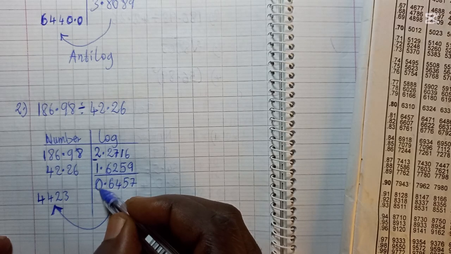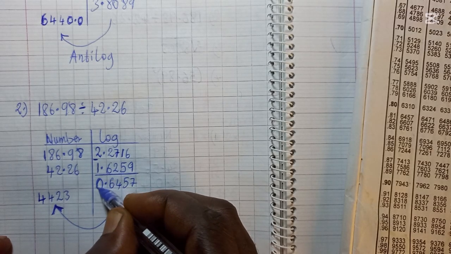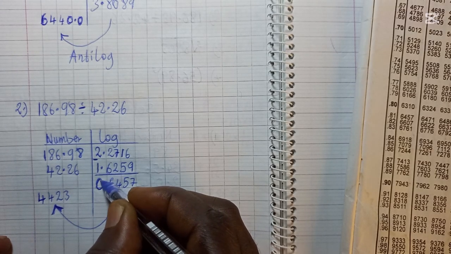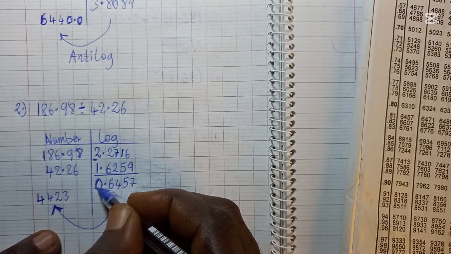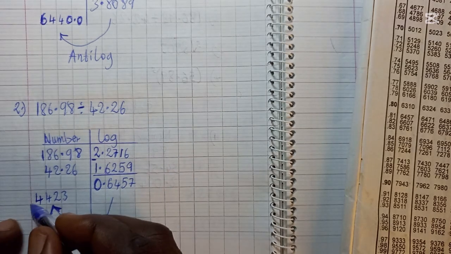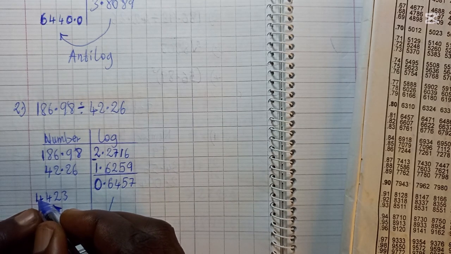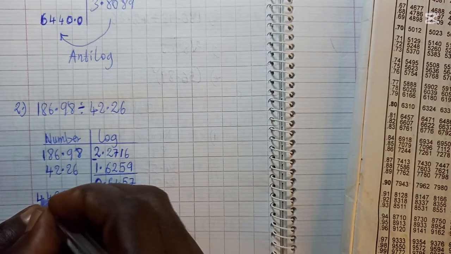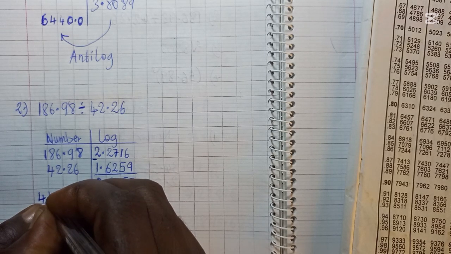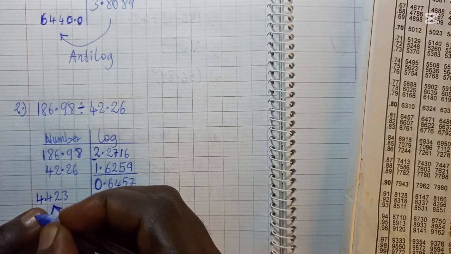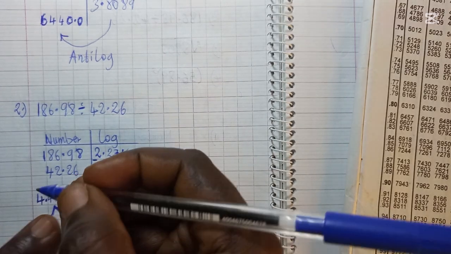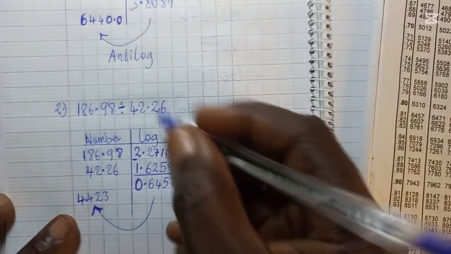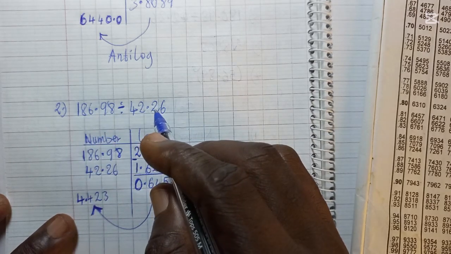Now, looking at the whole number part of this, the characteristic, we see that it is 0. Then 0 plus 1 is 1. Then we count from here. After this is 1, and then we place our decimal point here. So our answer is 4.423. The same way, if you use your calculator, do this divided by this.